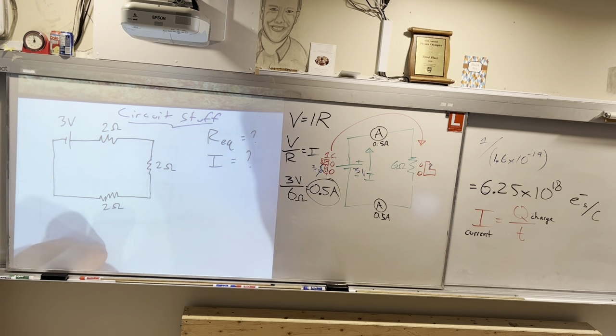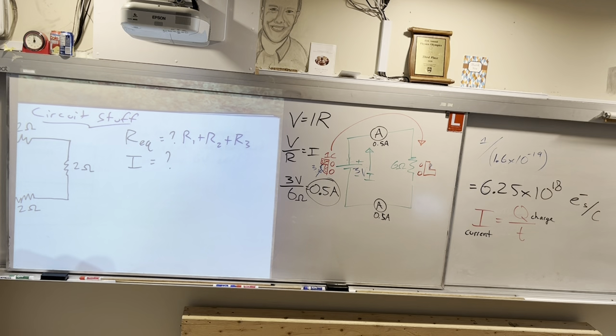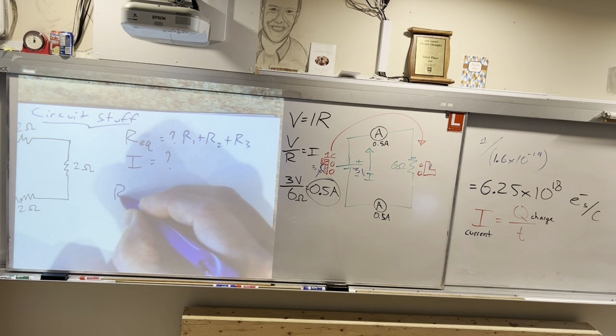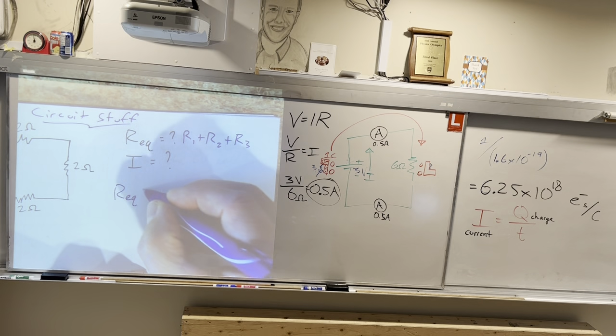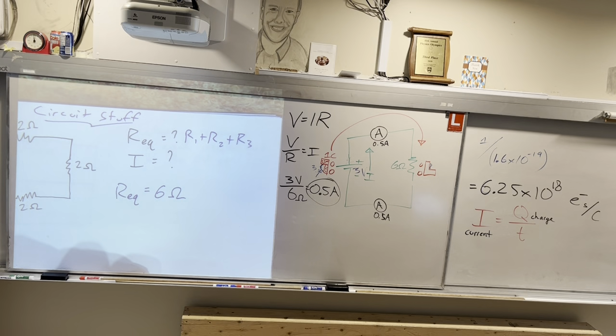And so in this case, it's R1 plus R2 plus R3. And so this is going to be 6 ohms in this case. So would I also be equivalent? No, we don't call it equivalent because there's just one I in this.